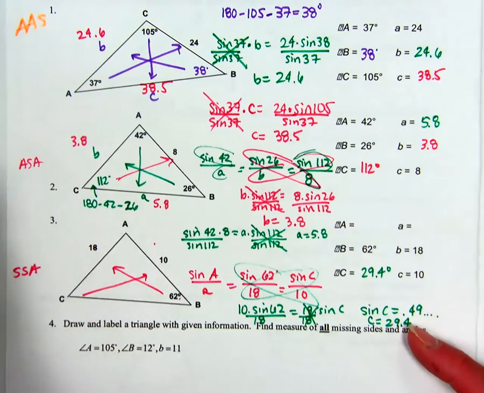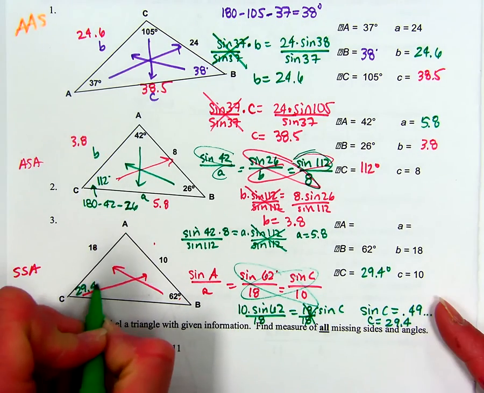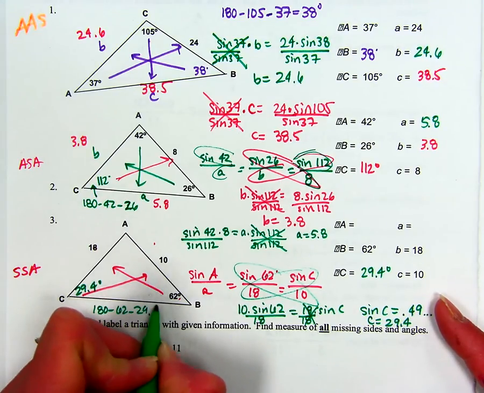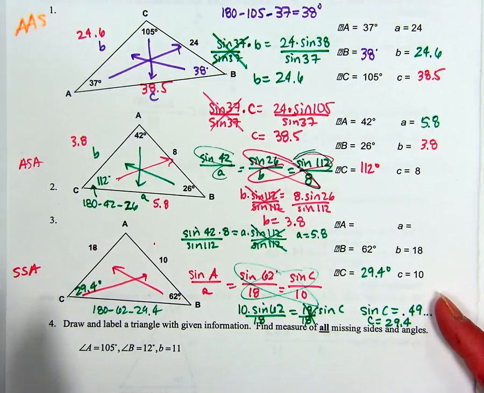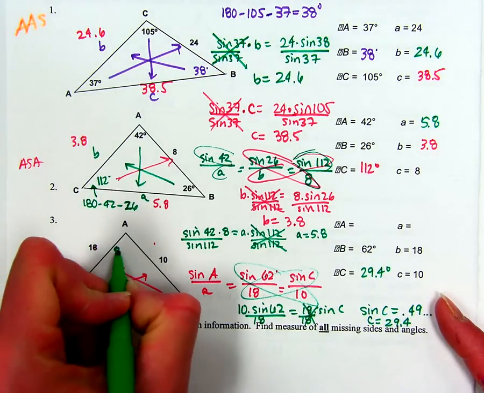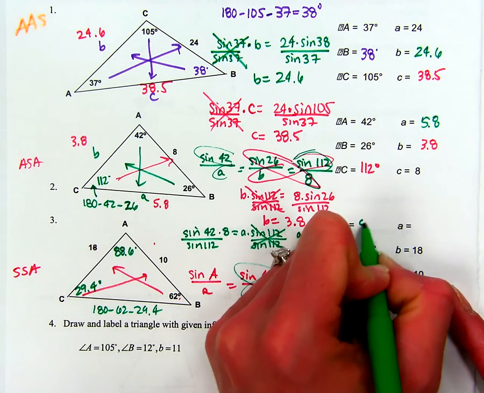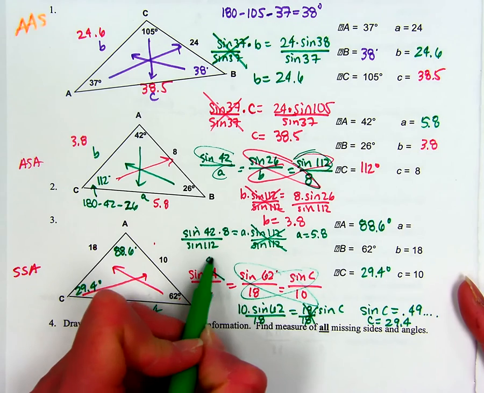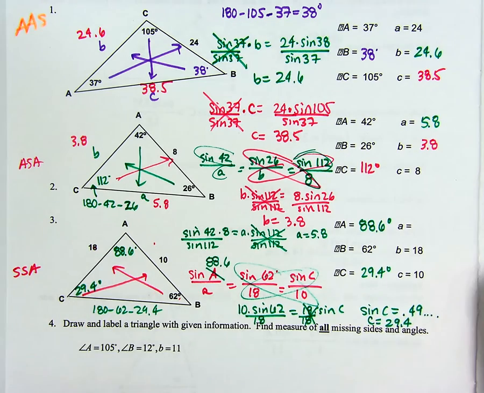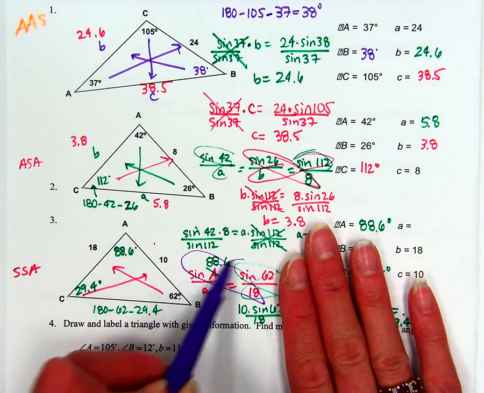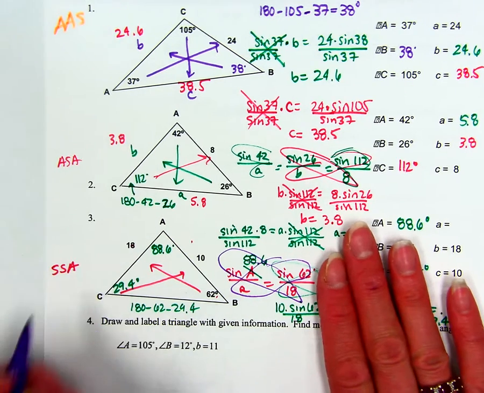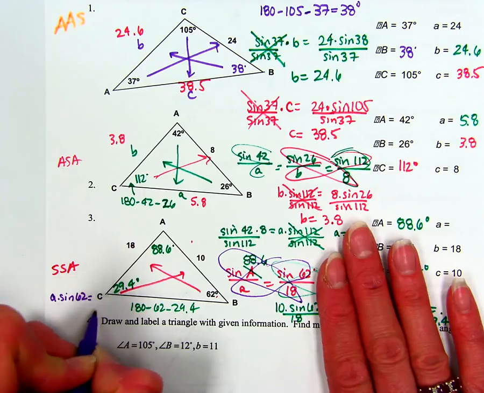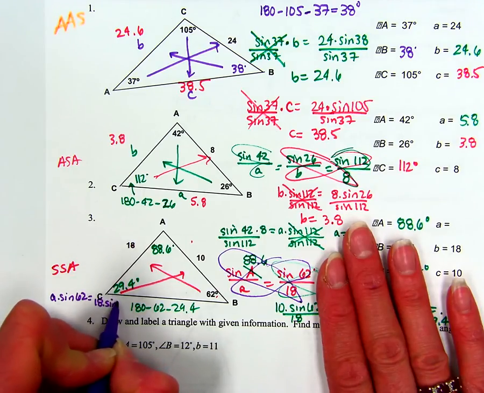Okay, so now I'm going to fill that in my diagram, 29.4 degrees. And look, now I have two angles, so I could do 180 minus 62 minus 29.4. And I get this angle to be 88.6 degrees. All right, now that I know that, I'm going to put this back in my formula. So now I can cross multiply. If I want to cross multiply these two fractions, I'm going to move it over here. So I got a times sine of 62 equals 18 times sine of 88.6.